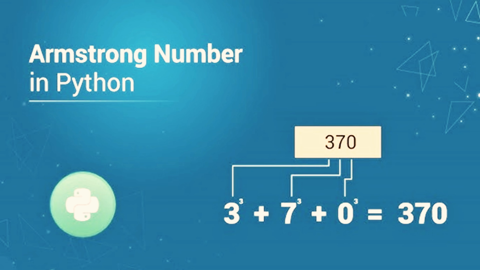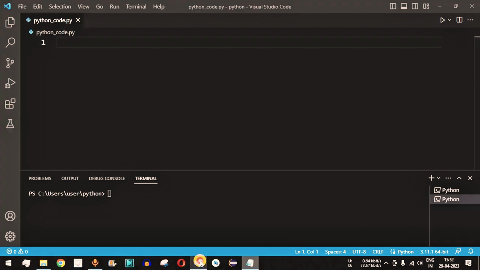So basically, if we take the number that is 153, the length of this number is 3 digits. The cube of all these numbers will be added, and then if the answer on the right hand side is 153, then this number is going to be the Armstrong number. So guys, we are going to implement this logic with the help of the Python program in VS Code.